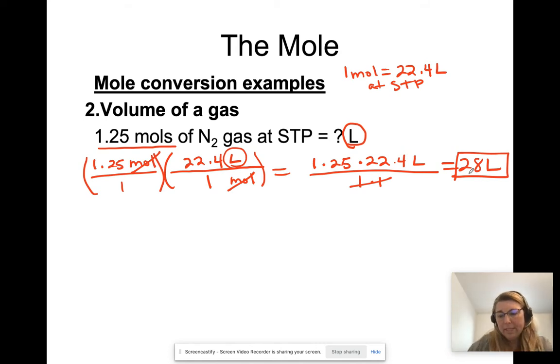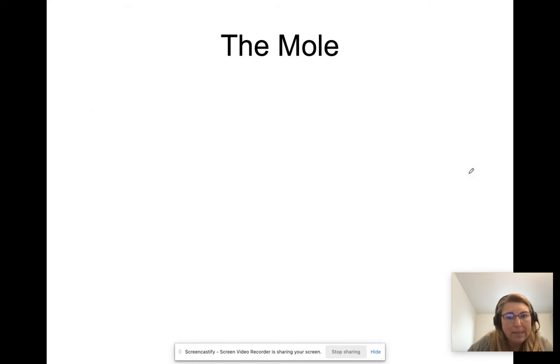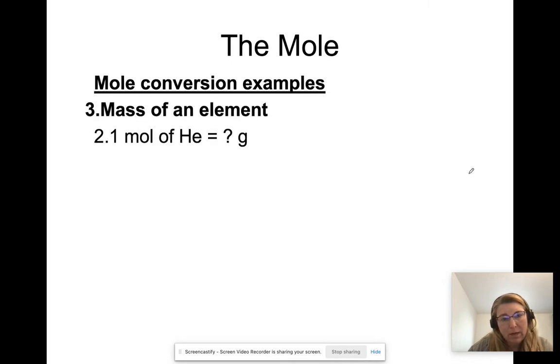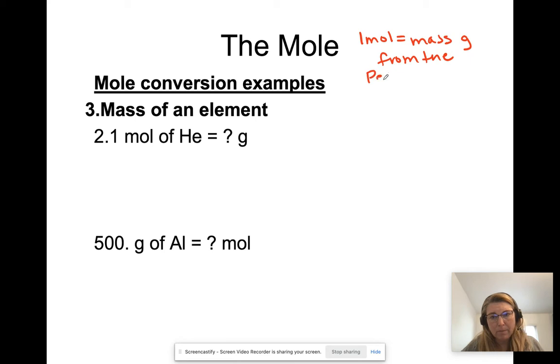So one more example. This time we're going to see what happens when we are doing mass with grams. So this time I'm actually going to work the second example for this one, so that you can see it a little bit differently. So in any case, the conversion that we use when we're trying to convert between moles and grams is that 1 mole is equal to the mass in grams from the periodic table.